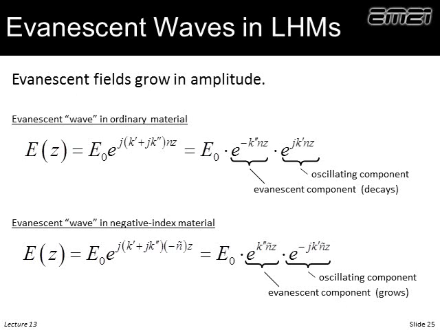Usually when we talk about evanescent fields, we're talking about things that decay. Well, it turns out if refractive index is negative, what was evanescent is now a growing exponential wave. And that's very exciting to imaging folks and folks that want to do manufacturing at the nano scale.